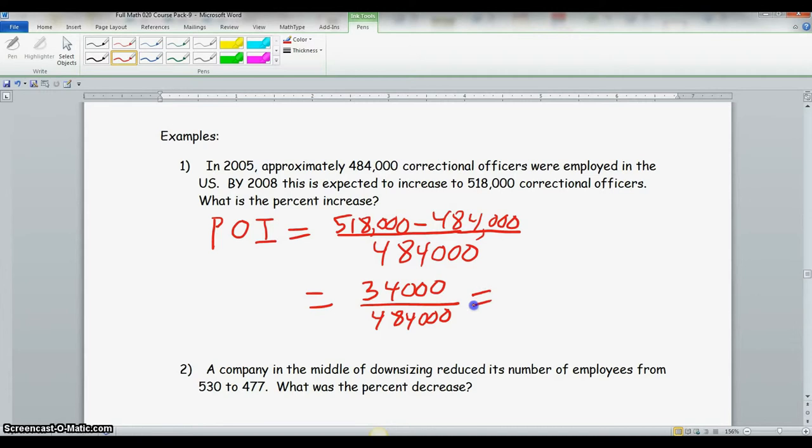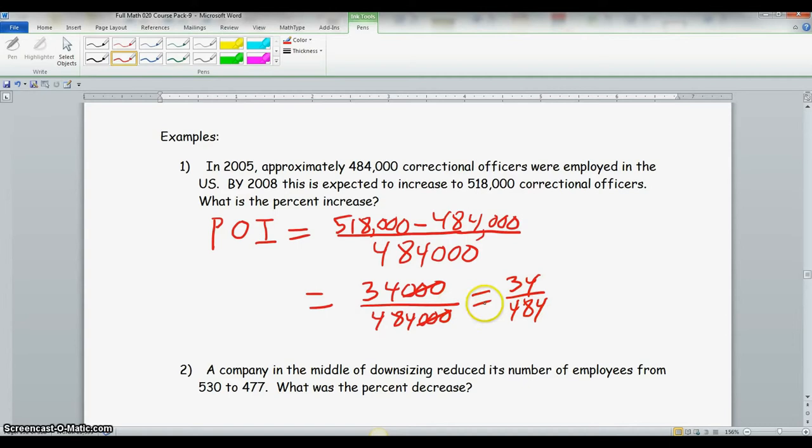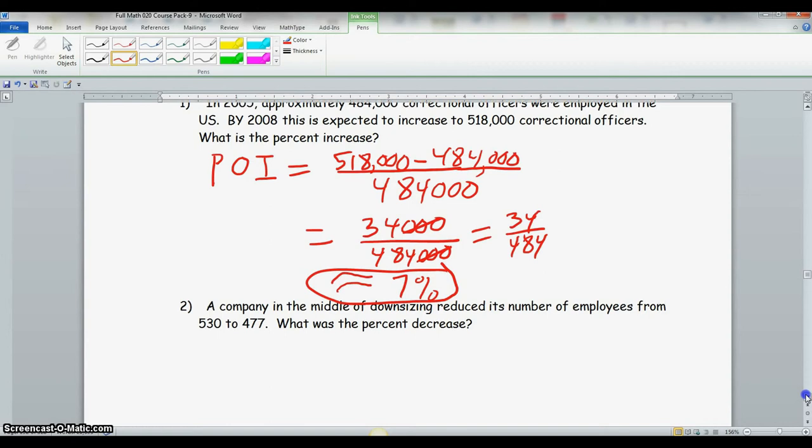Now, of course, you all have calculators, but I could see here that we could divide both of these by 1,000. It would be 34 over 484. And you could just put this in your calculator. When you put this in your calculator, if we write it out as a percent, it'll be approximately 7%. That would be your final answer. Approximately 7% is the percent of increase.